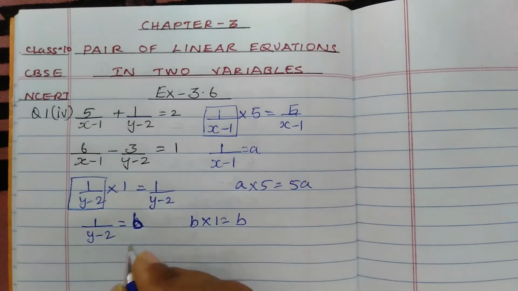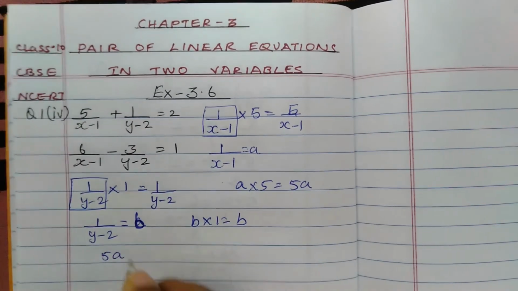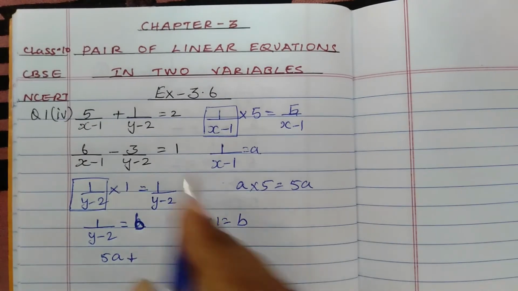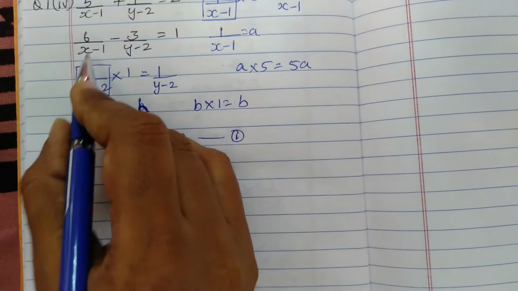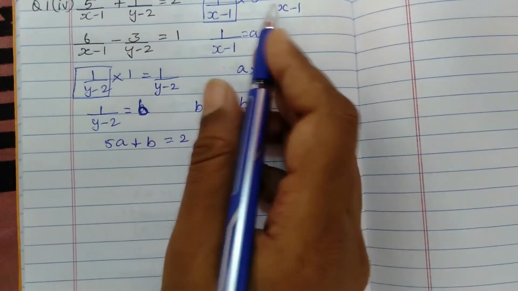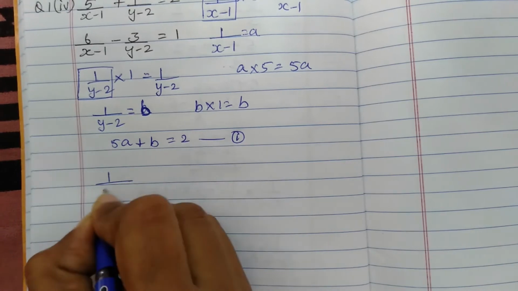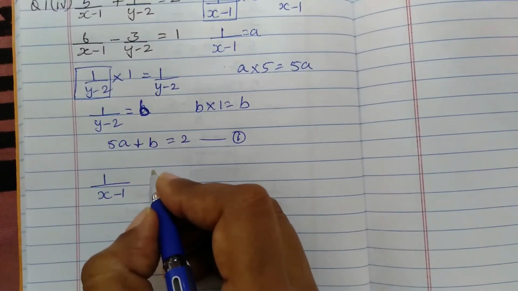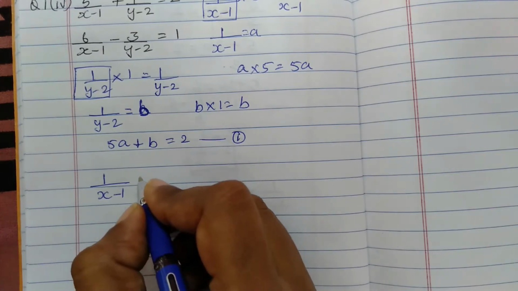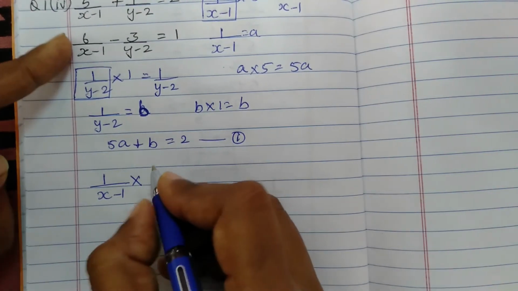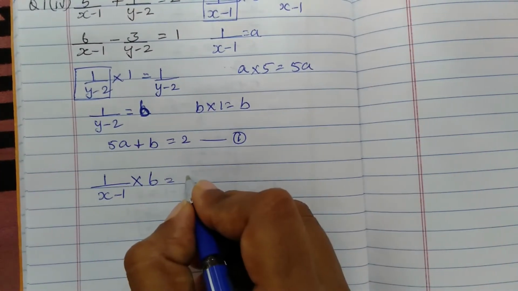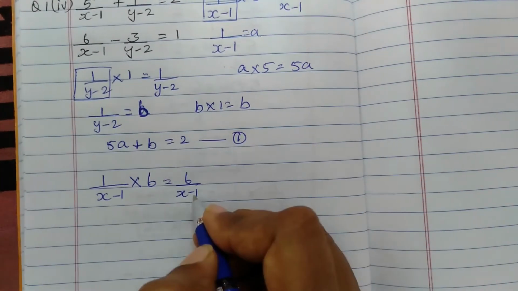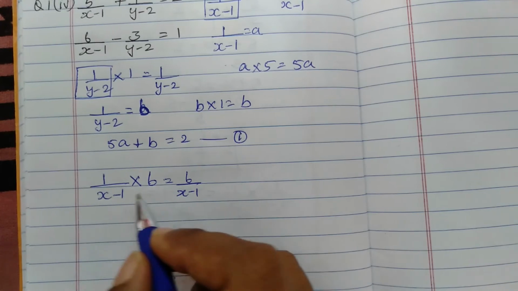So now let's write the equation as 1. The first term is 5a and then plus, then your second term is b is equal to 2. First equation. Now let's go to the second one. We have 6 by x minus 1. So let's split it in the same order. We have to have 1 by x minus 1 as a variable, split from the term, and then what is left is the coefficient. So it is 6. So now if you multiply, you get the same thing. 1 into 6 is 6 by x minus 1. You got the same term. You have to get the same term. That is how you should be splitting it.